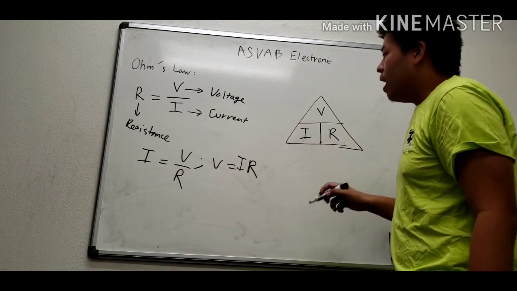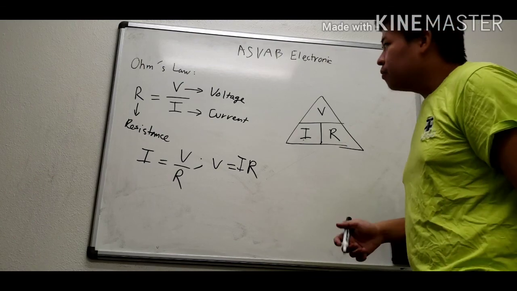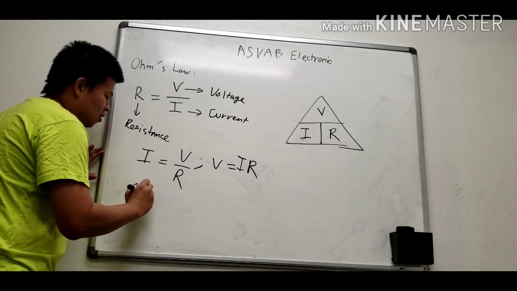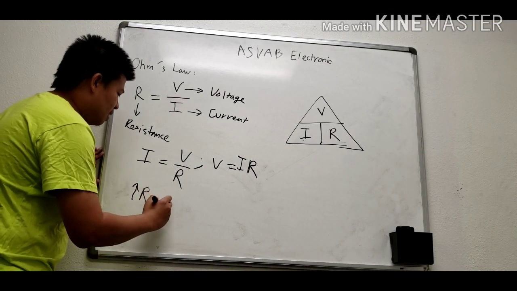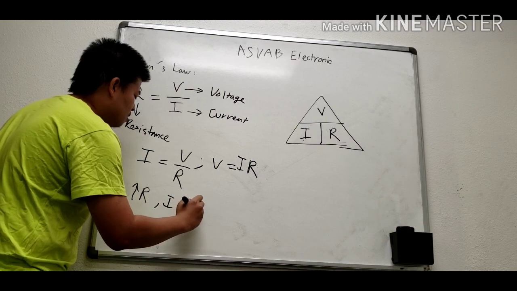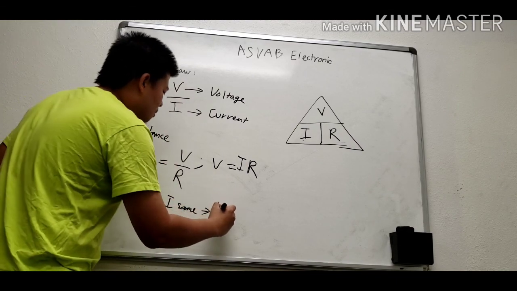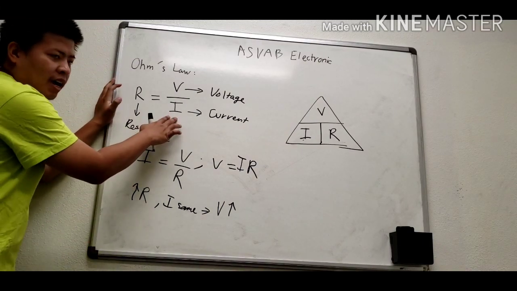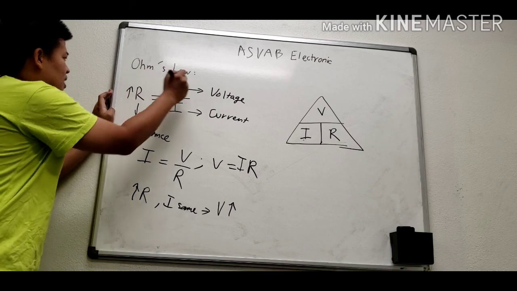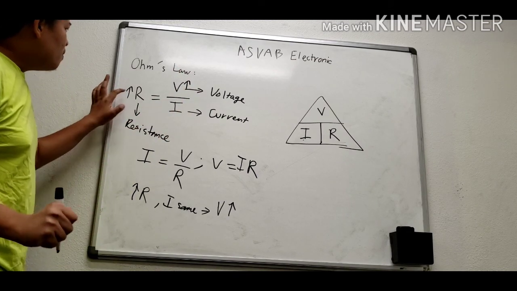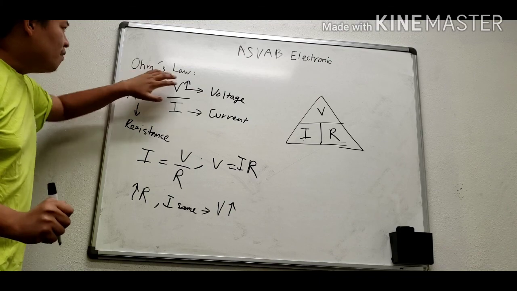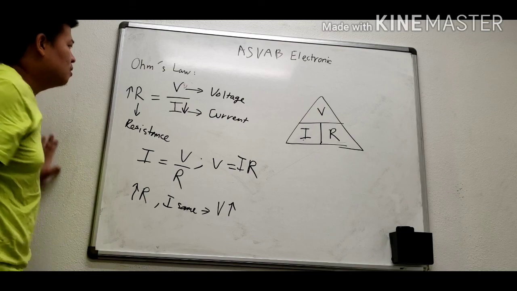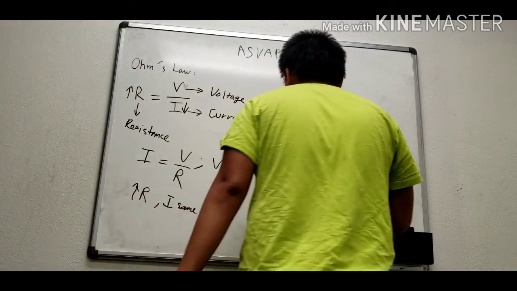This formula has a correlation. If R goes up and I stays the same, then V will go up, because R goes up but I doesn't change. If R goes up and V does not change, then I should go down. So we can state the conclusion.